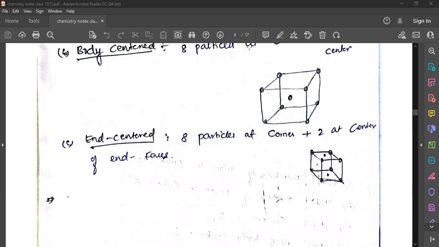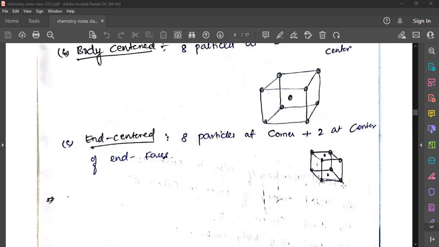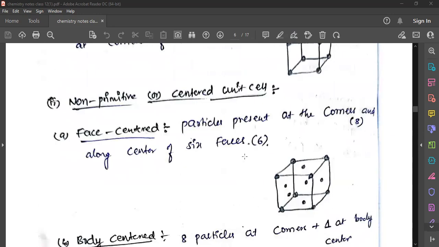End-centered means 8 atoms will be there at the 8 corners, and 2 atoms will be there at the center of each face, or we can say opposite faces. So 8 atoms at the corner, that is common, and 2 atoms are present at the 2 opposite faces, either in this direction or this direction or this direction. So compulsorily 2 atoms will be there at the 2 opposite faces, that is the end-centered. So any doubts in these types of unit cell?